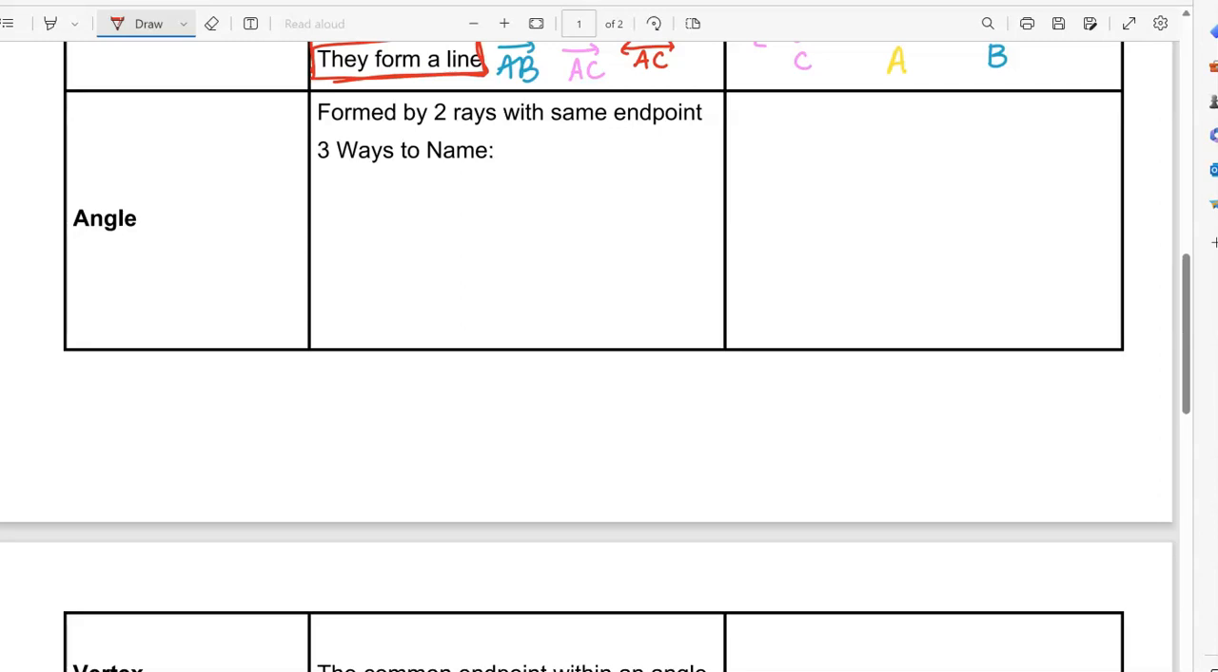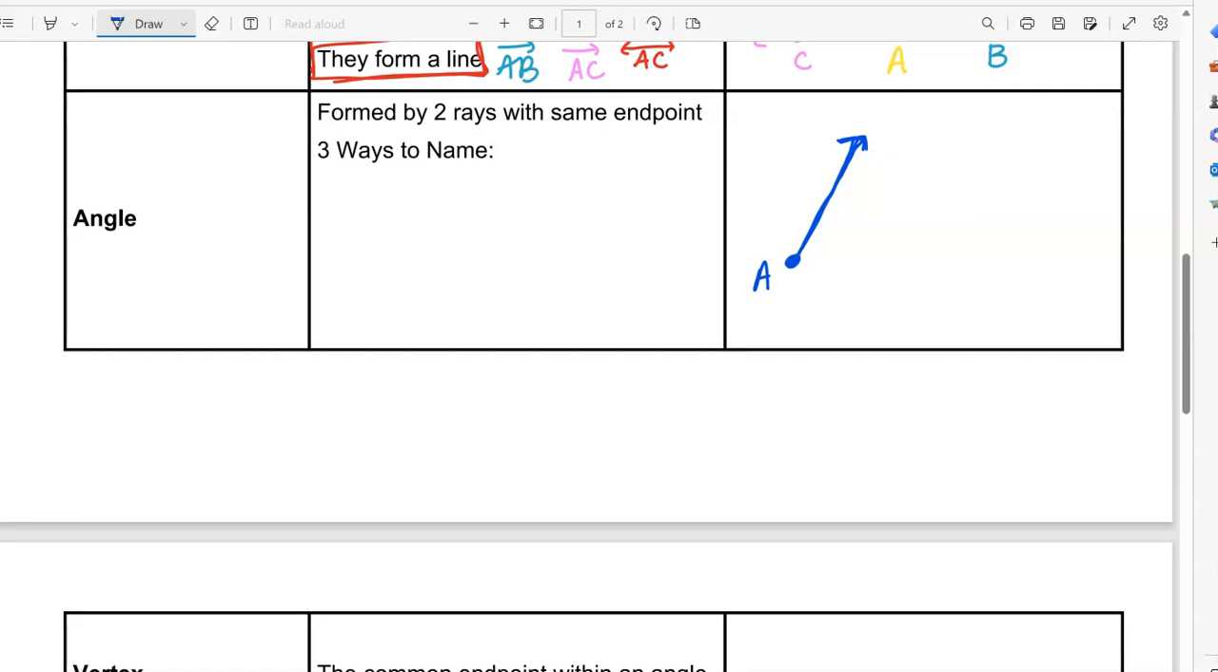Picking up where we left off, we are at the vocabulary word angle. An angle is formed by two rays with the same endpoint. I'm not going to be super particular about the definition of it. Yes, you could draw that. We've got a ray right here.